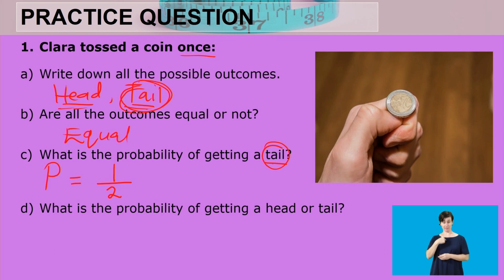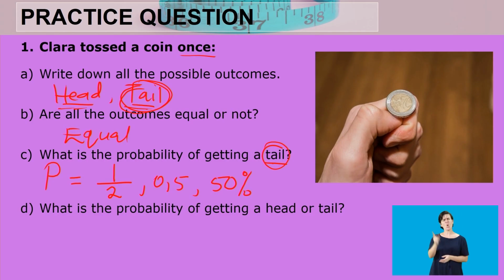But because our question does not specifically state how we should express this probability, it means that you can leave it as a fraction, or you can write it as a decimal number, which is 0.5, or you can write it as a percentage, which is 50%. So it means there is a 50% chance that we might get a tail whenever we are tossing this coin.